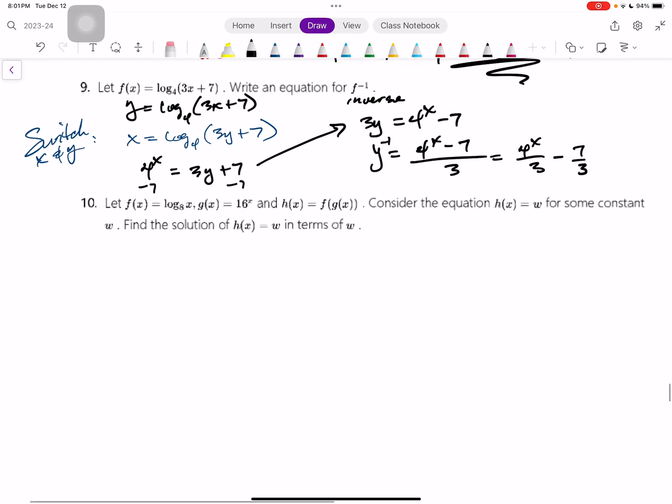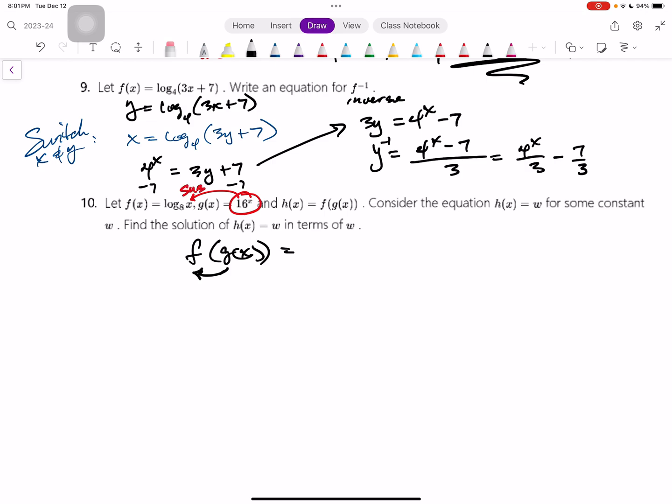Okay, and the last one. So we have f of x is log base 8 of x. And g of x is an exponential function, 16 to the x, and find the composition. So this is find h of x equals w. So I need to figure out, first, what is f of g of x? Okay, so I got to substitute g into f. So I got to take g and substitute it into f.